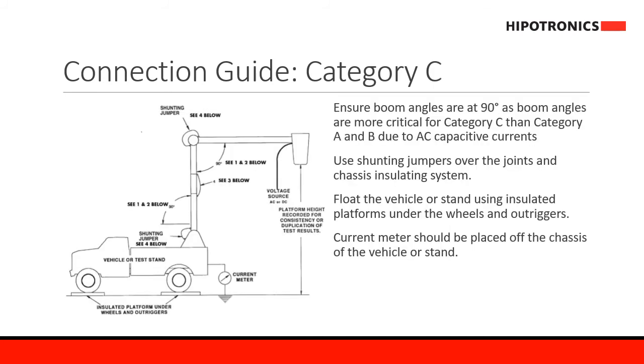This diagram is an image in the ANSI 92.2 standard, and it illustrates the connections for testing a Category C aerial device. This diagram is for testing the aerial device in a floating mode, meaning ungrounded. Note that shunting jumpers shall be placed over joints and chassis insulating systems, similar to the previous diagram. The key difference is that the aerial device is ungrounded, insulated from the ground using insulated platforms under the wheels and outriggers. Make sure that when doing a test in this configuration, the high-pot tester is set up for testing a floating test object.